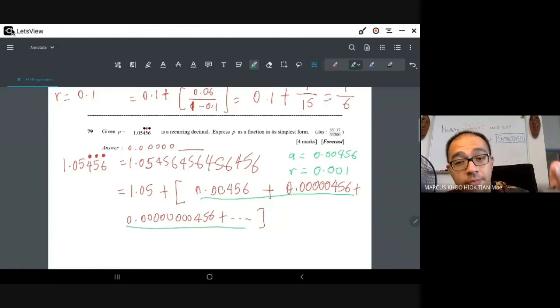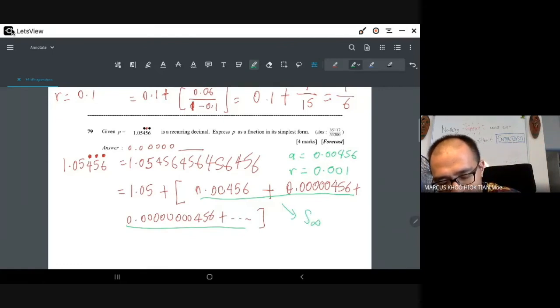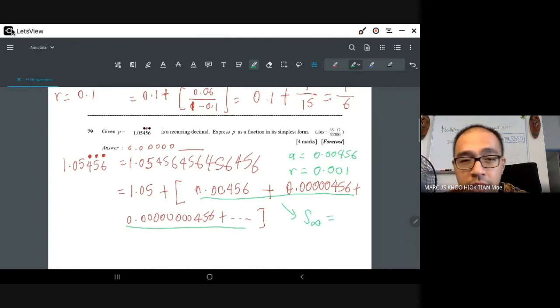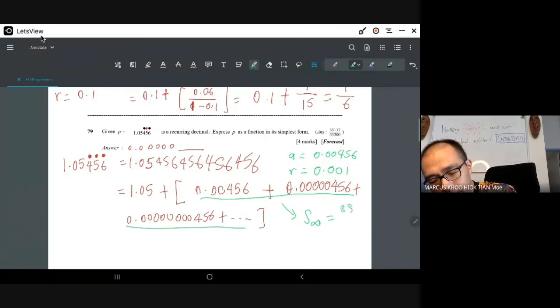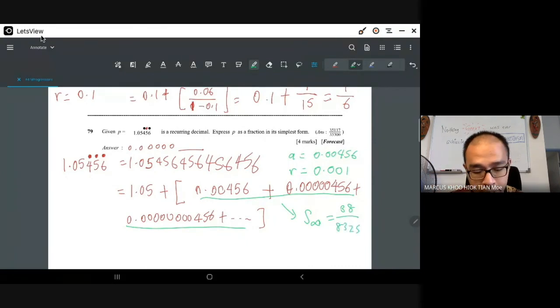0.001. Okay, second number divided by the first number. So calculate for me the S infinity for this. What is the sum to infinity for this? 0.00456 plus and so on. 38 over 8325. Okay, 38 over 8325. Now we add both together.